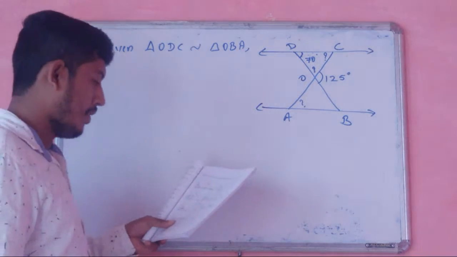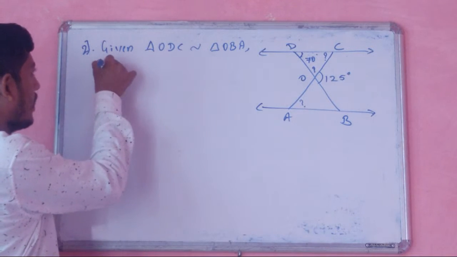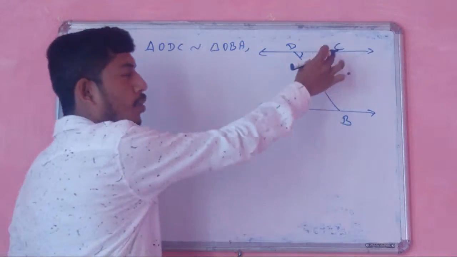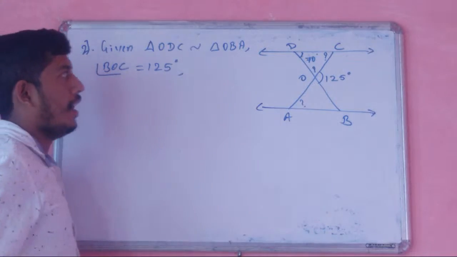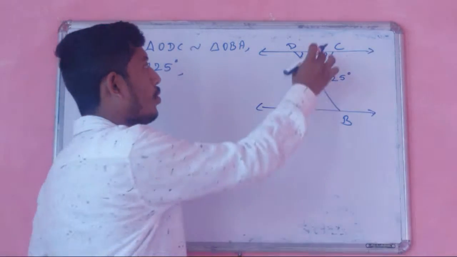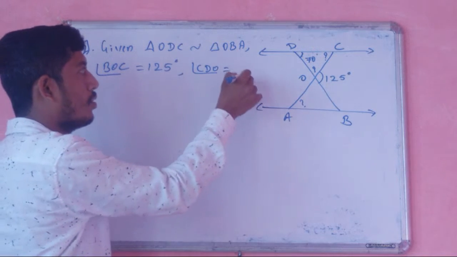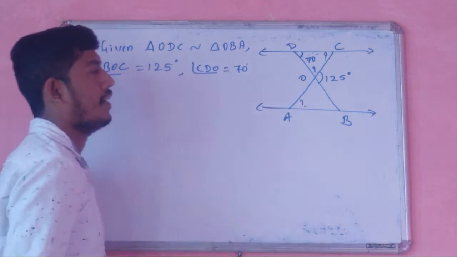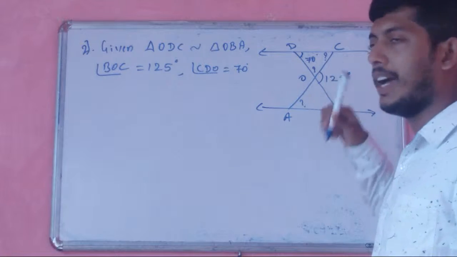Now here, angle BOC is equal to 125 degrees, and then angle CDO is equal to 70 degrees, and these are the given data. Now we have to find these three angles.